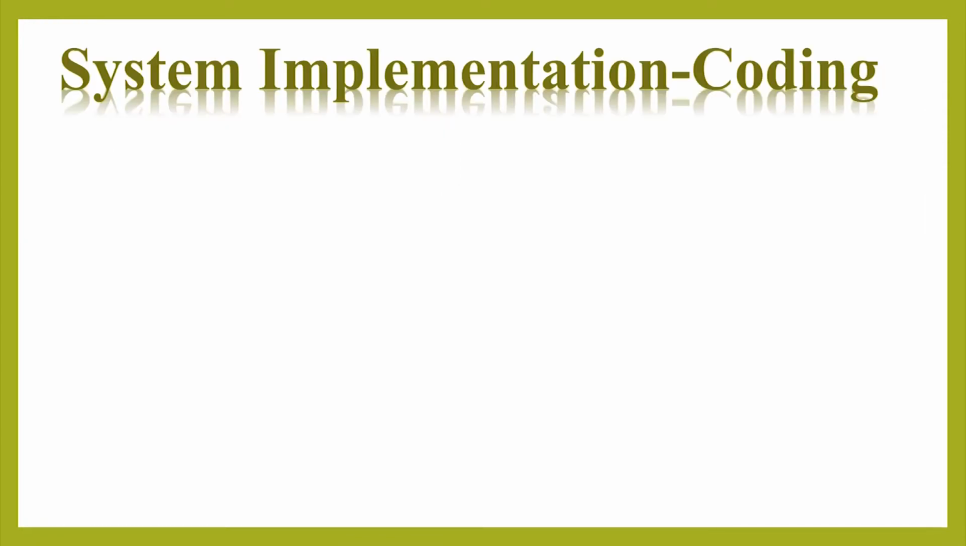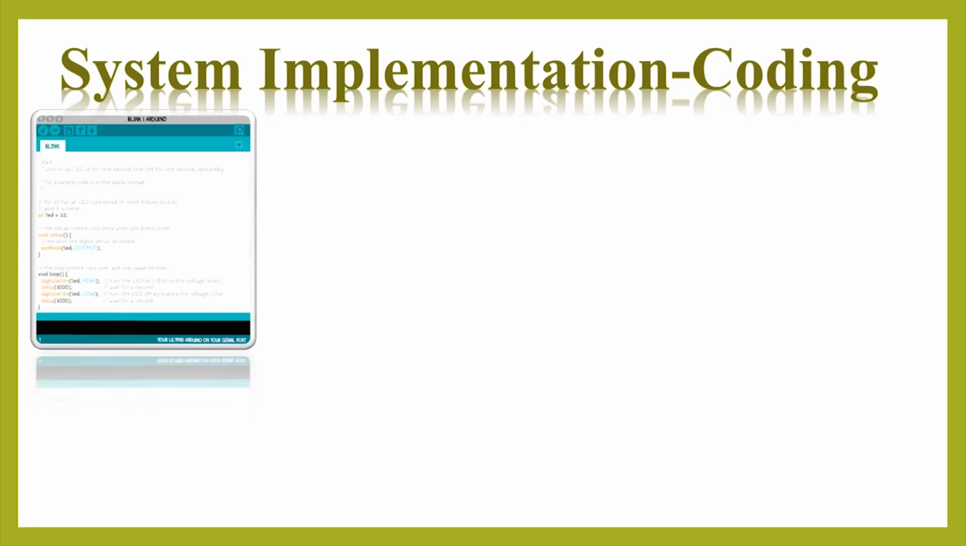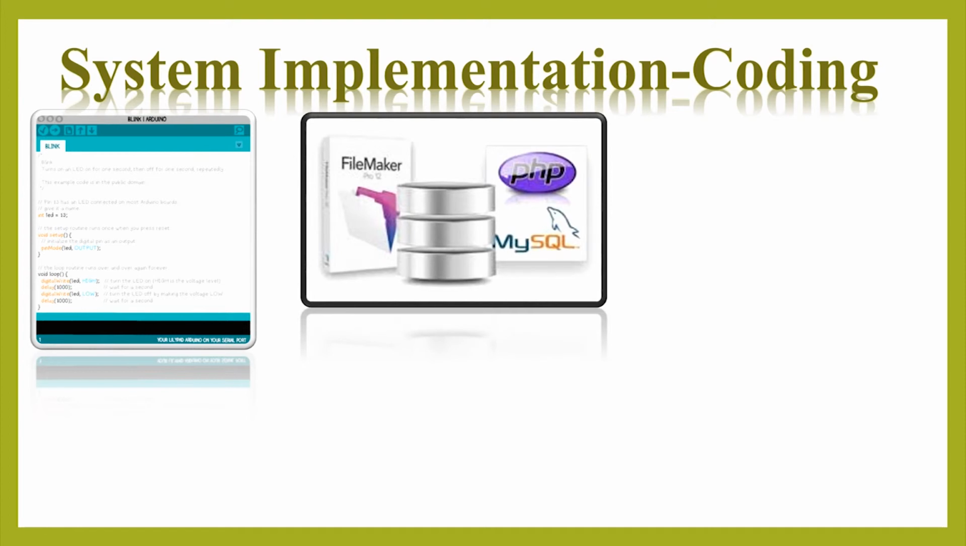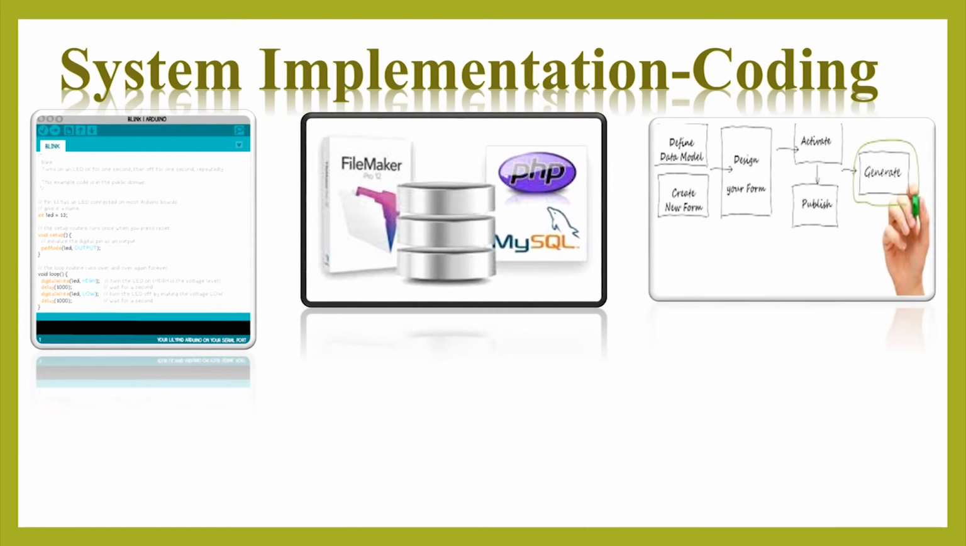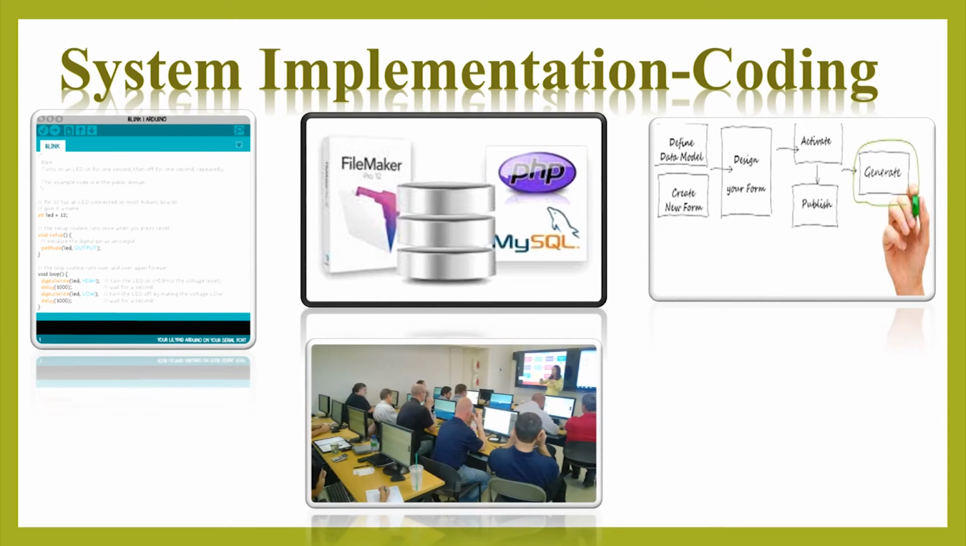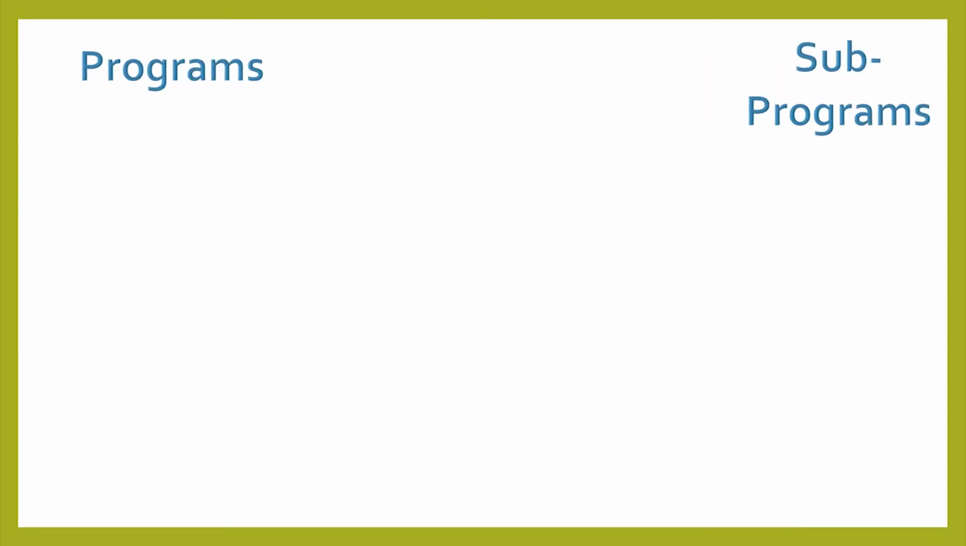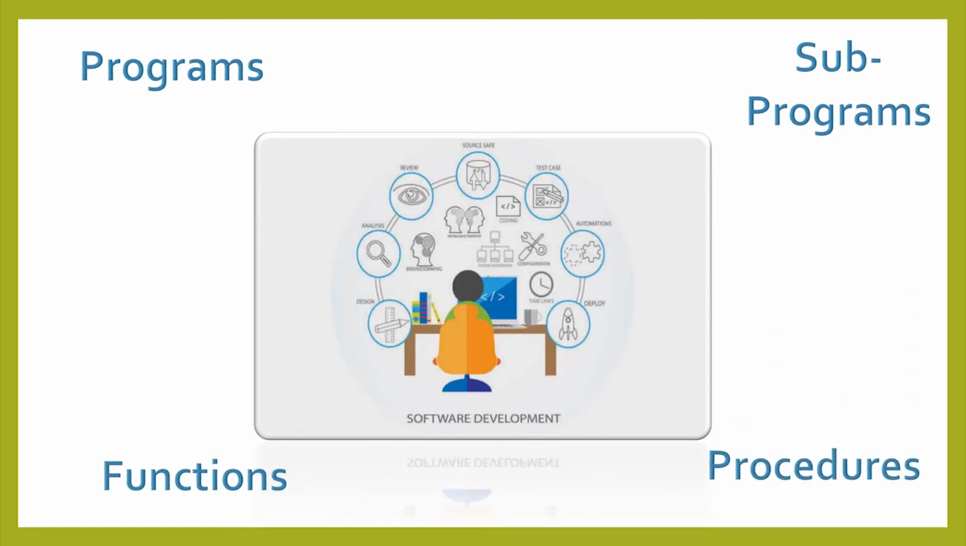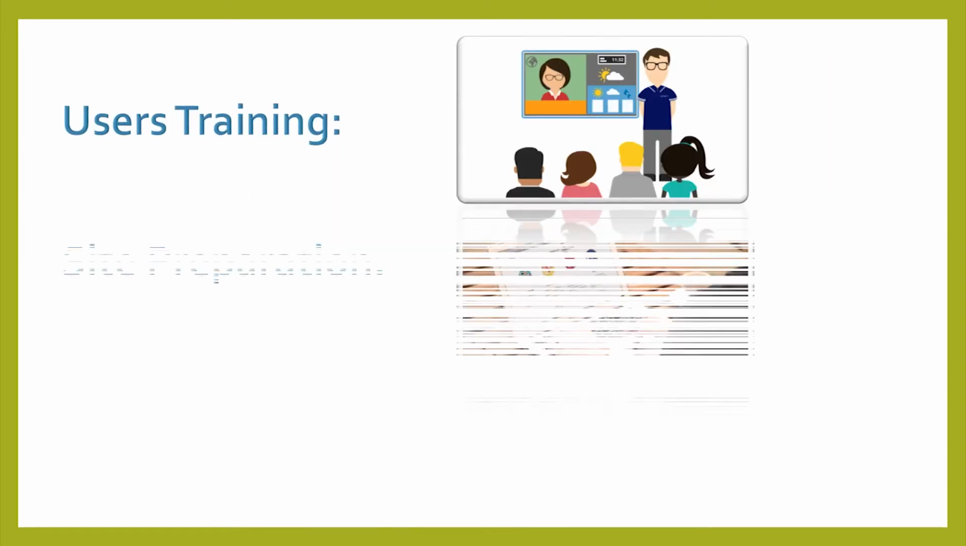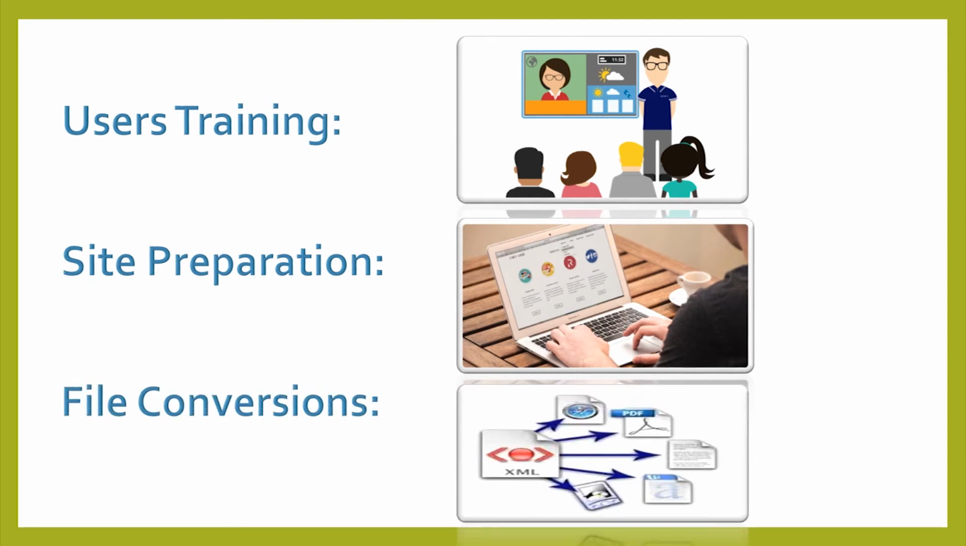System implementation, which is coding or programming, includes all the written programs, created databases, and user operational documents written, training of the users, and sub-programs or functions are merged. Here, also, all the programs and the sub-programs or functions or procedures are compiled and executed. In the end, it is primarily concerned with users training, site preparations, and file conversions.